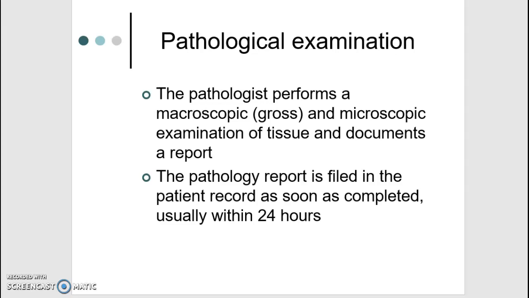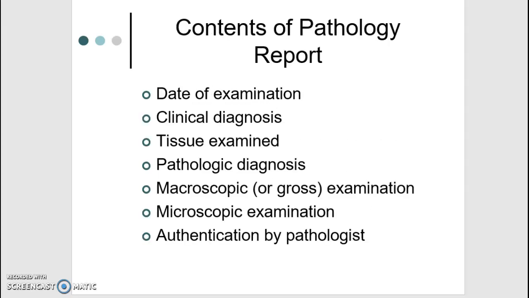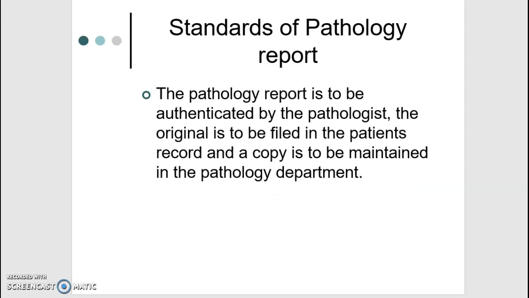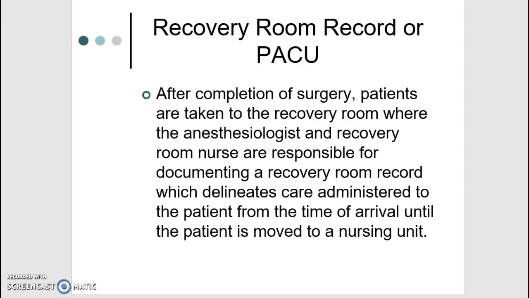Once again, your pathology diagnosis could be different than your pre-op diagnosis. The contents of the pathology report are as follows. You're going to do your examinations, you have the diagnosis, you're going to look at the tissue, you need the date, and then of course the pathologist needs to sign. And again, the original pathology report needs to be filed in the patient record, and a copy is maintained in the pathology department.